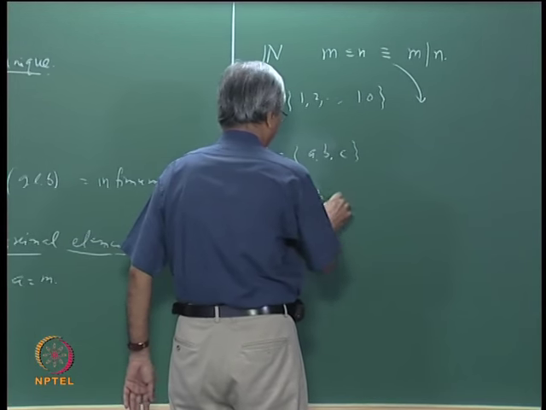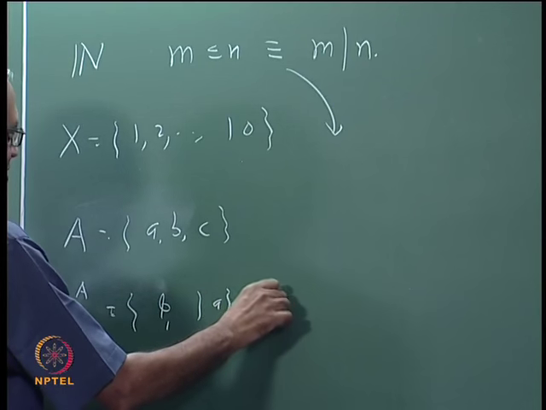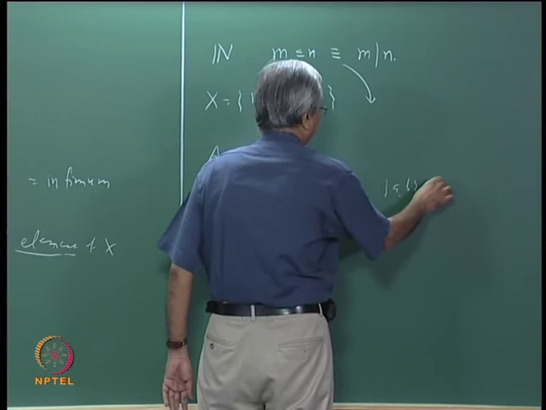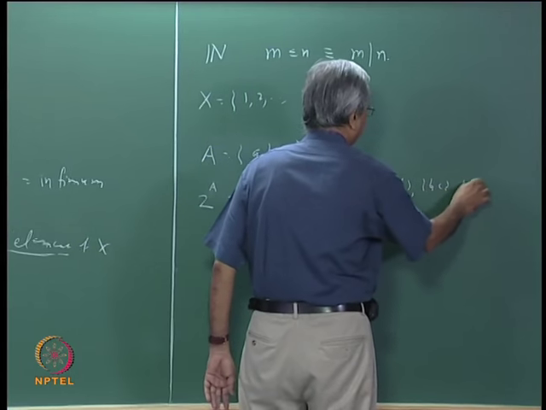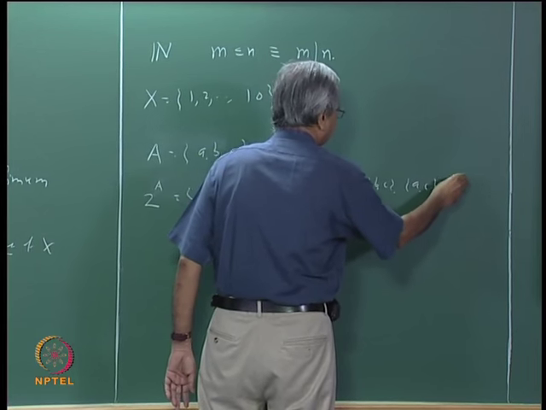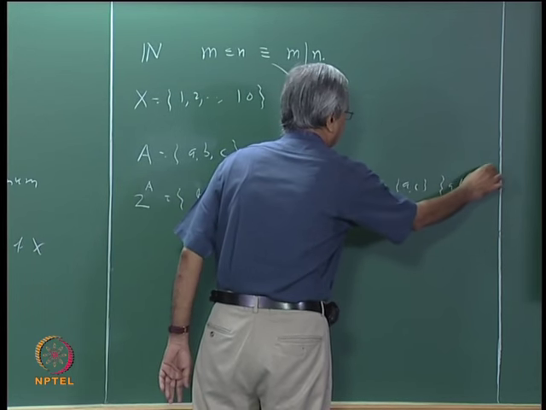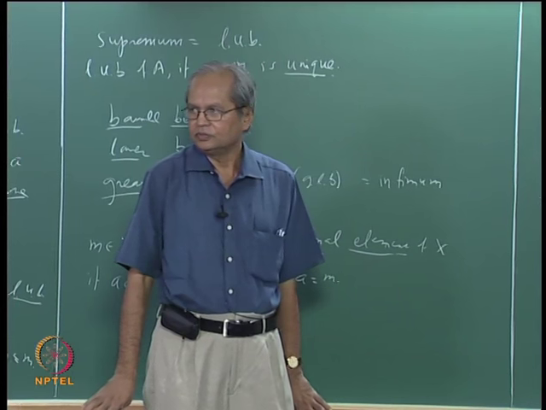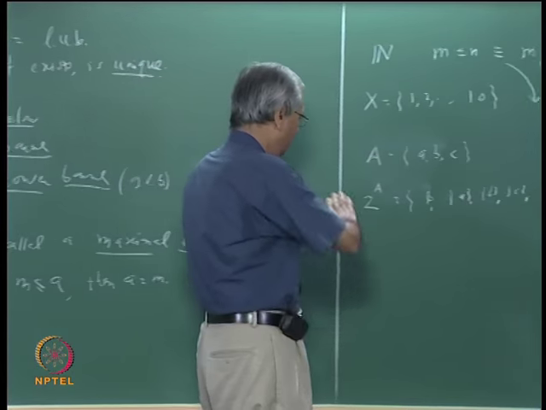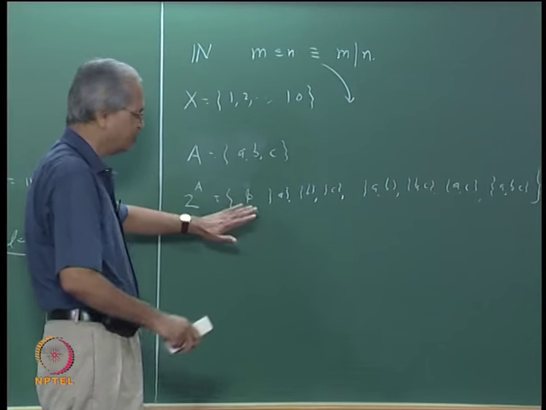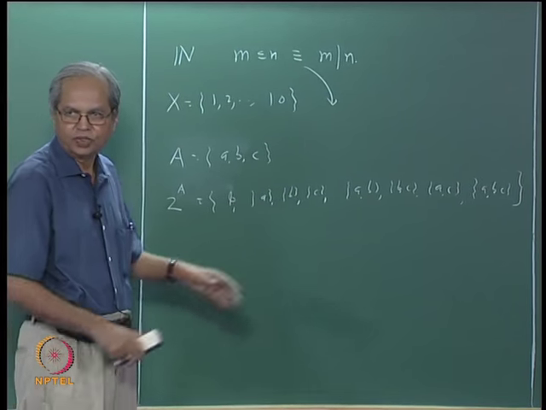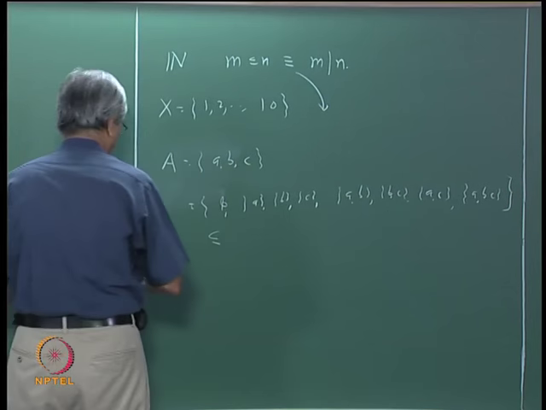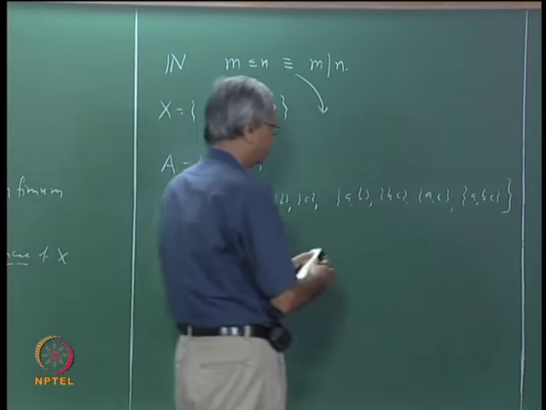So the empty set, then these 3 singleton sets A, B, C, and then these 3 sets AB, BC, AC, and then the last set ABC. Have we accounted for all? Now, we have already seen that this is a partially ordered set with set inclusion. That is, this is a partial order on this set. Now instead of this whole set, I will take this set X, and I will remove this last set from here.